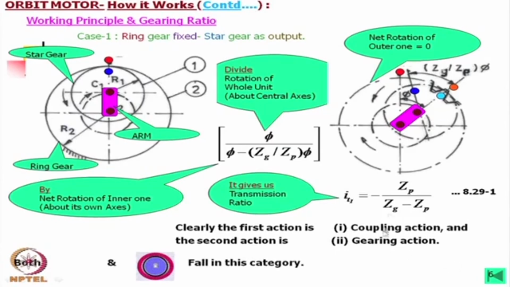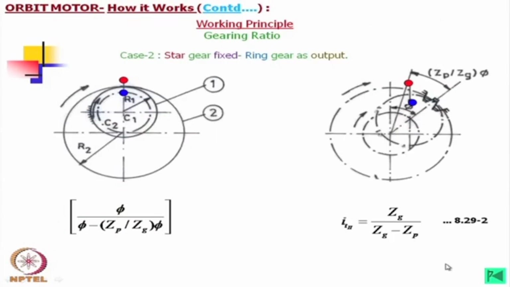What I have shown here, these two fall in the same category. Both the orbit motor and the harmonic drive fall in the same category. Now, another possibility is that we can keep the inner member fixed and take the output through the outer member.